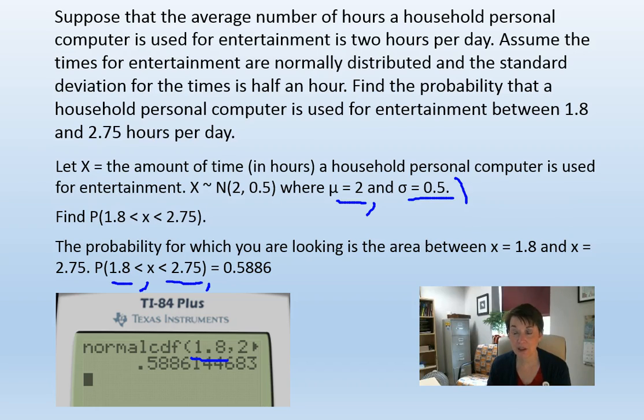Historically, when we were using the z-charts, we would actually have to calculate the amount on one side of the mean, then the amount on the other side of the mean, and then add those two numbers together. But using the calculator, it does the whole thing, which is kind of nice.